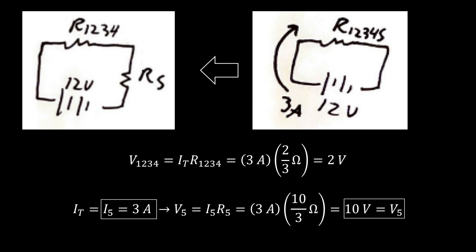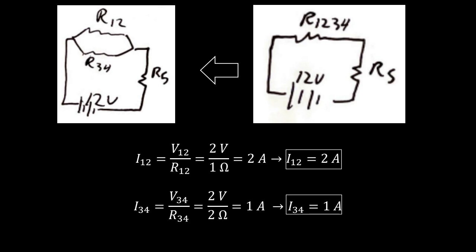What is key here is that the voltage drop at 1, 2, 3, 4, this equivalent resistor, is going to be the equivalent resistance of 1, 2, 3, 4 times the total current. The only reason we're using total current is because it's still on this single, unbranched path, which we know has 3 amps flowing through it. So 3 amps times the equivalent resistance of 2/3 ohms gives us a 2-volt drop across this equivalent resistor.